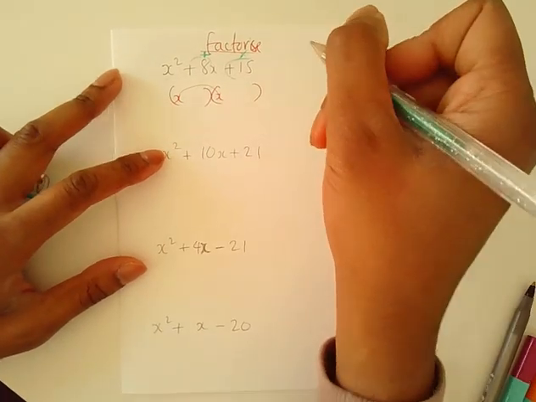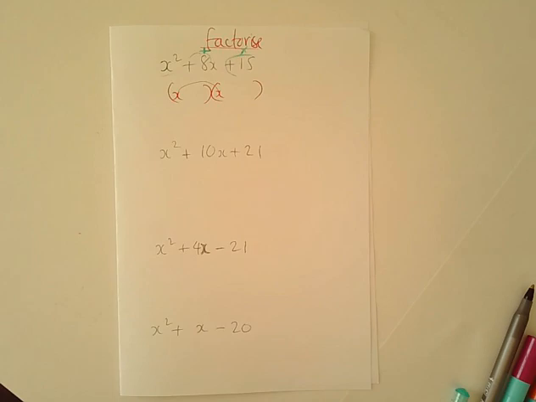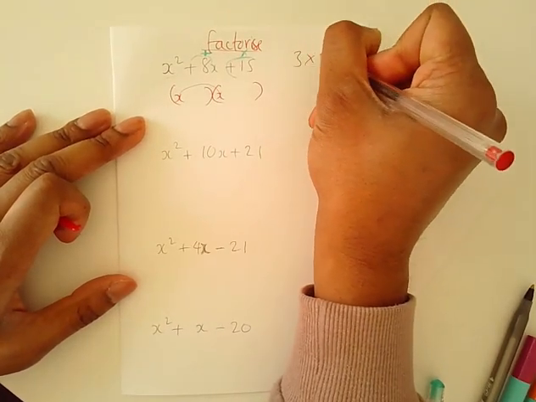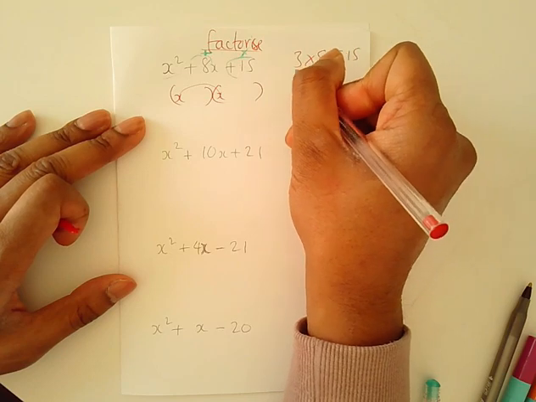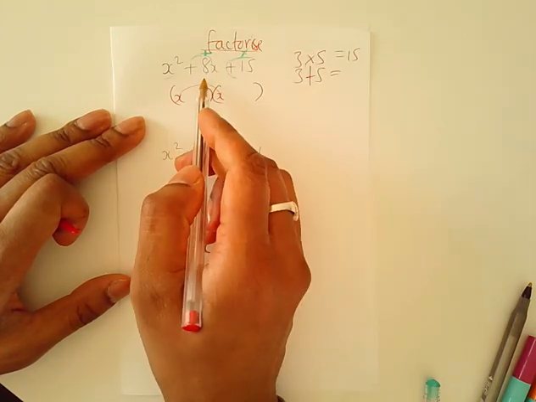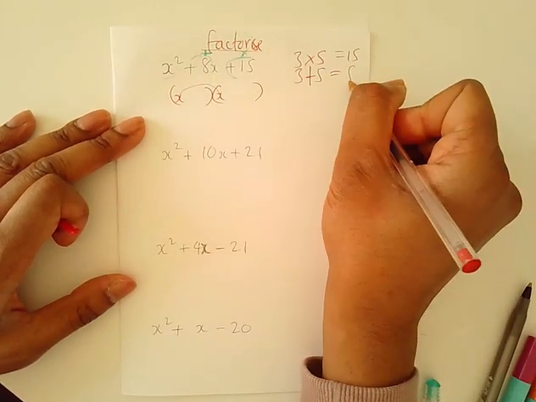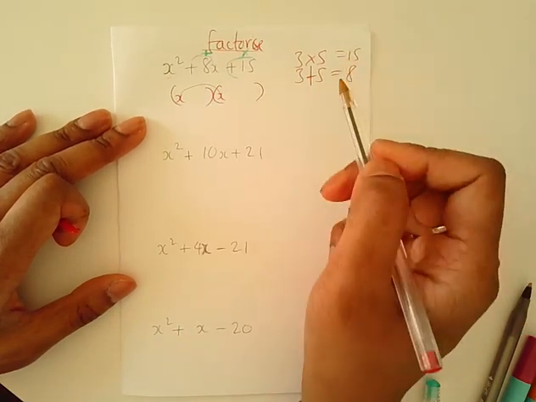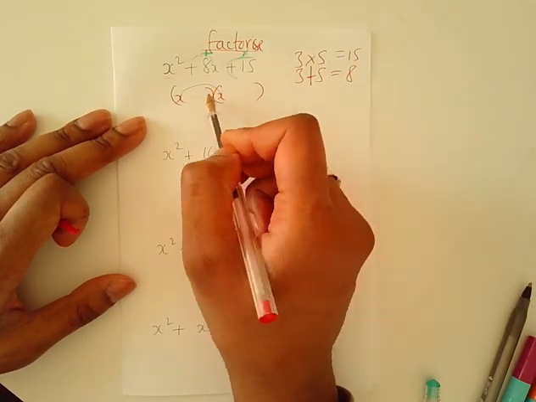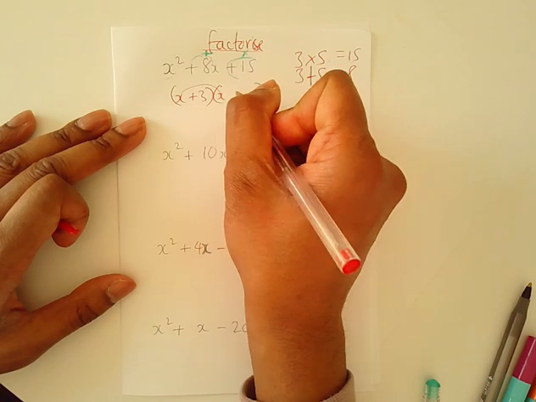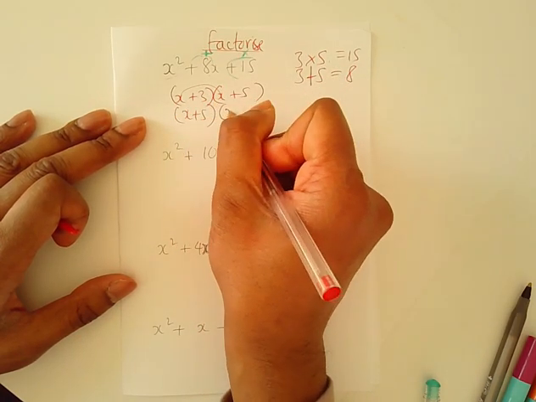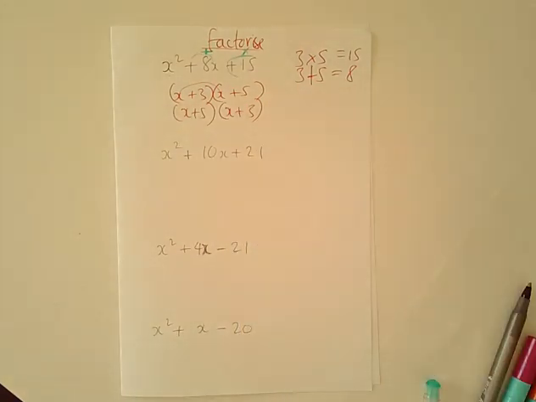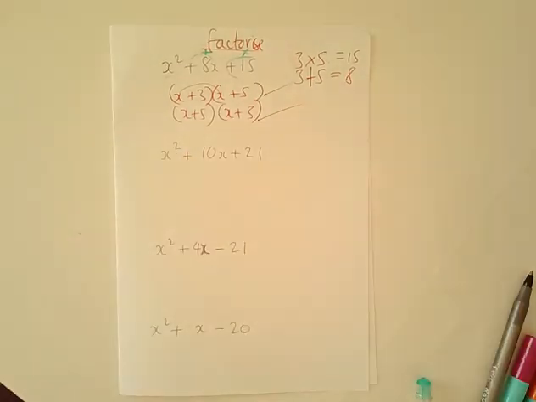What two numbers multiply together to give you 15, but when added together give this 8? Well, it's going to be 3 times 5. 3 times 5 does give you 15, but does 3 add 5 give you the 8, the middle number? It does. So obviously it works, so you can put the 3 and 5 in here. If you want, you can write this the other way around. It's the same thing.